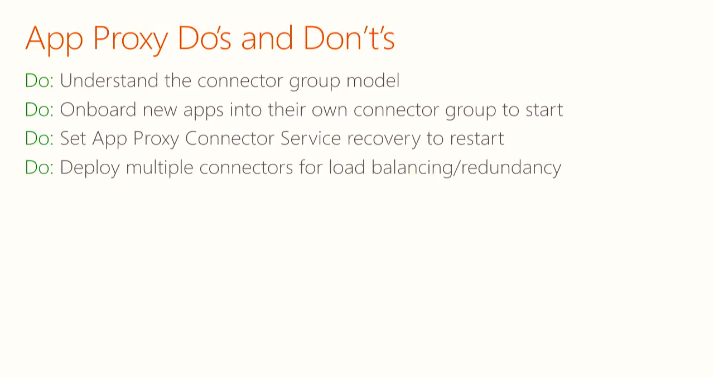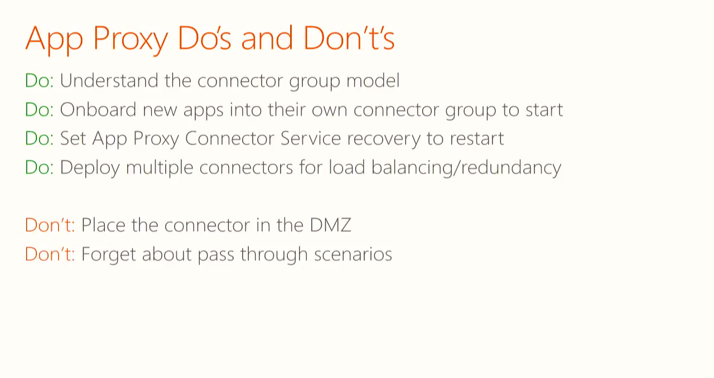We need to have multiple connectors for load balancing and redundancy. Don't place the connector in the DMZ, because then you have to punch a hole through the DMZ to the application. You want it to be in close proximity to the application you're publishing, and it needs to be able to talk to the domain controllers if you want to do the Windows authentication, the Kerberos constrained delegation. Don't forget about pass-through scenarios where we don't want to do pre-authentication.